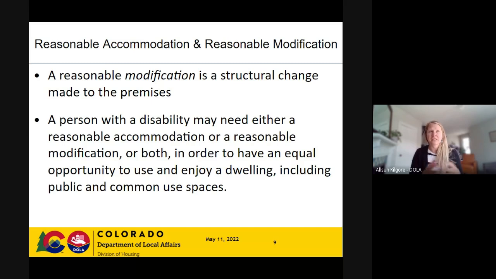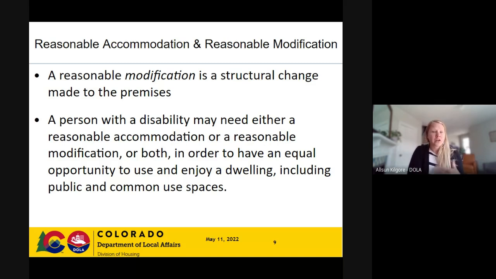So an example of this would be if somebody's coming in and they need a reasonable accommodation, so they need to have a live-in aide in a unit. That would be an accommodation, as they're moving in an additional person to operate as a live-in aide. And they may also need grab bars installed, and that would be a reasonable modification. So that's an example of somebody that would need a two-prong approach in order to fully enjoy the dwelling.